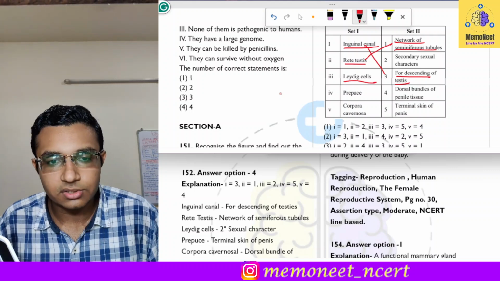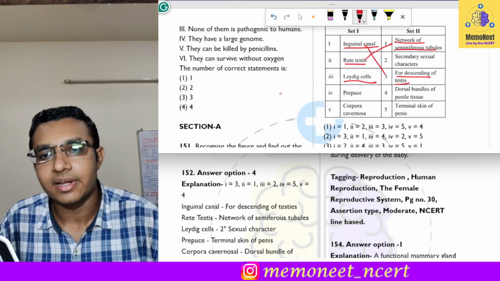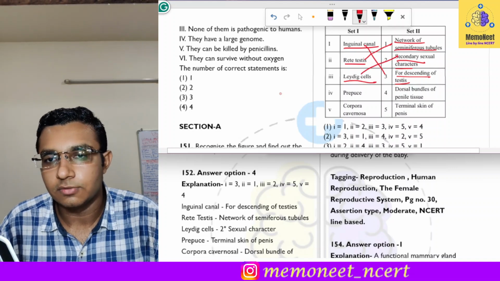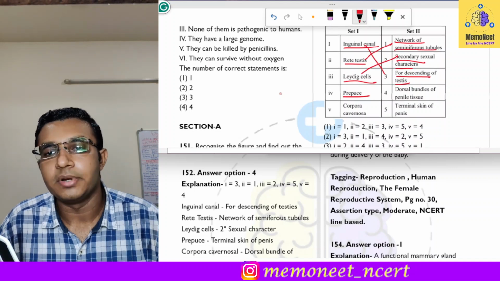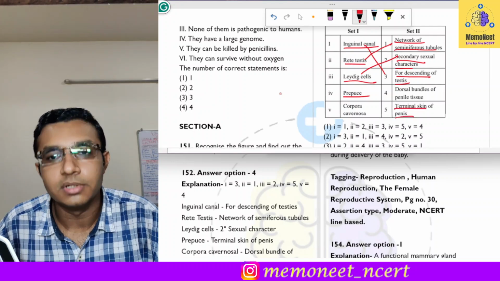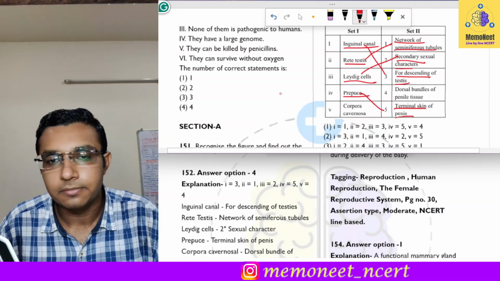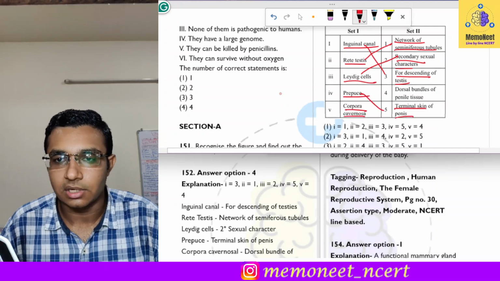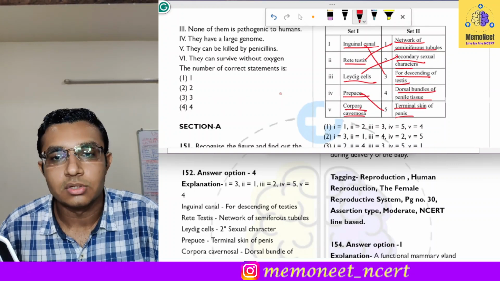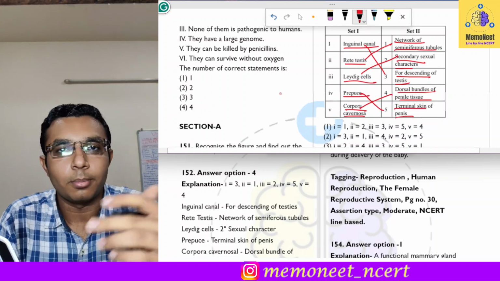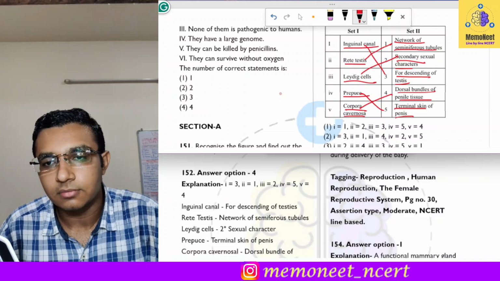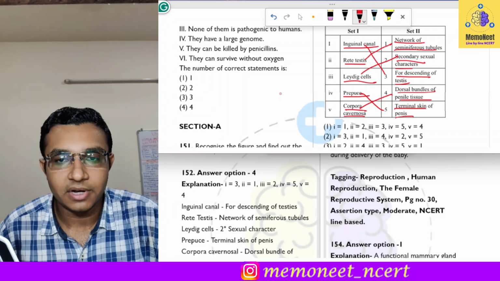And what do androgens do? The androgens are responsible for development of the secondary sexual characters in males. So 3 goes with 2. Next is the prepuce. Now prepuce, you need to remember this, it is the foreskin or it is the terminal skin of the penis. So 4 goes with 5. And fifth is the corpora cavernosa. Now corpora cavernosa are nothing but the dorsal bundles of the penile tissue. So the penile tissue is actually composed of corpora cavernosa and corpora spongiosa, and corpora cavernosa is a part of the dorsal bundle of the penile tissue. So 5 goes with 4.